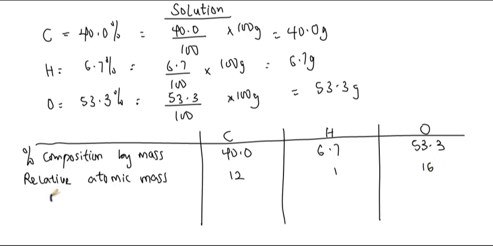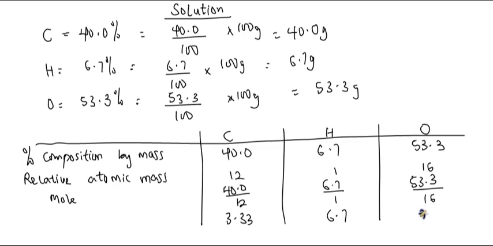And the mole of each of the elements will then be gotten by dividing the mass by the relative atomic mass. So for carbon here will be 40.0 divided by 12, hydrogen 6.7 divided by 1, oxygen 53.3 divided by 16. So for carbon we have 3.33, for hydrogen we have 6.7, and for oxygen that is gotten to be 3.33 as well.